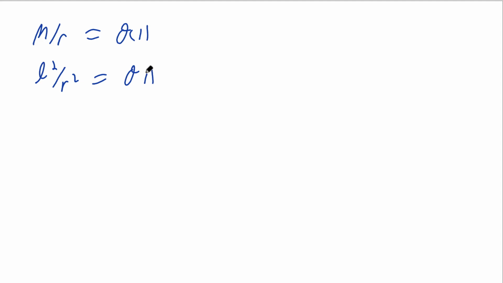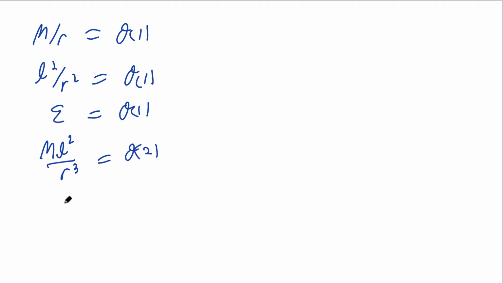I don't want to keep writing G's and c's, so let's set G equal to 1 and c equal to 1. What we found is that m over r is an order 1 quantity in smallness. L squared over r squared is also of the same order and small. The energy per unit mass is of order 1. M L squared over r cubed is an order 2 quantity. And we also found that the absolute value of L is much larger than M.